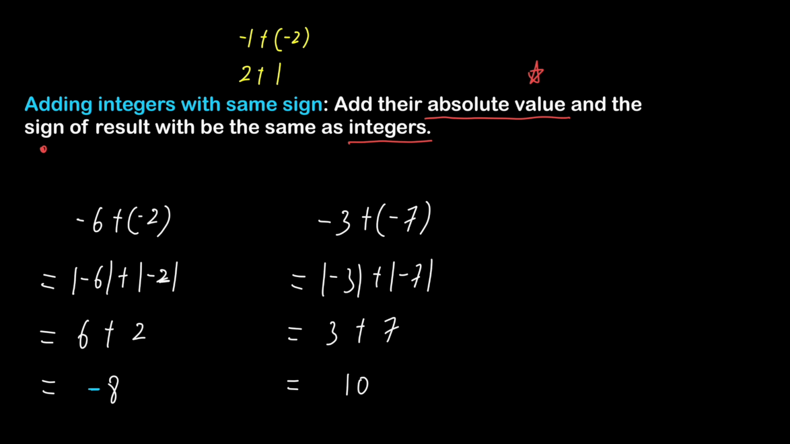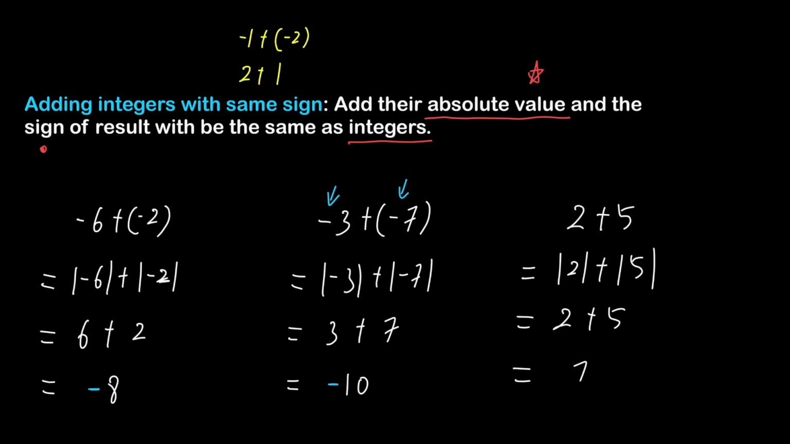But consider the sign, we have two negative numbers, so our final result would be negative as well. Okay, just for fun, let's say we add two positive numbers and use that rule. We add their absolute values, and whether inside the absolute value sign they are positive or negative, the result always comes to positive. So it's 2 plus 5, and 2 plus 5 is 7.